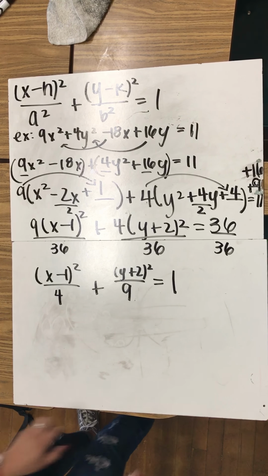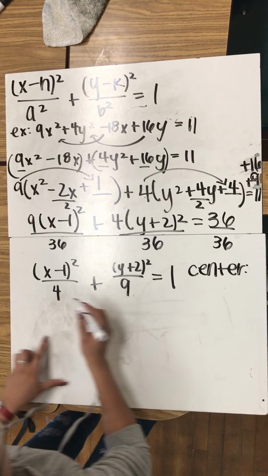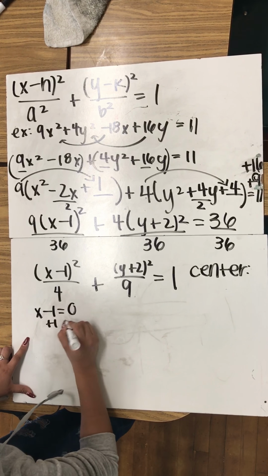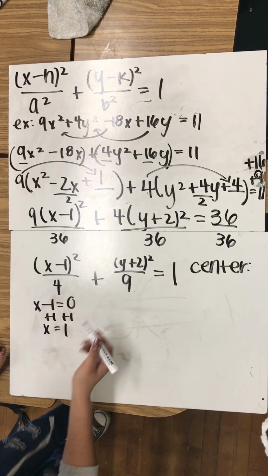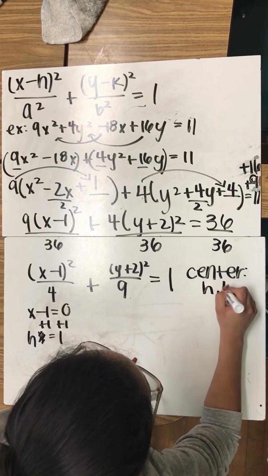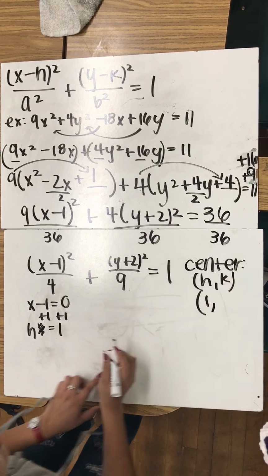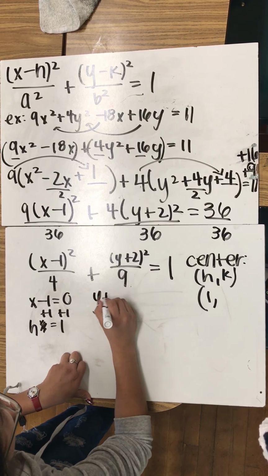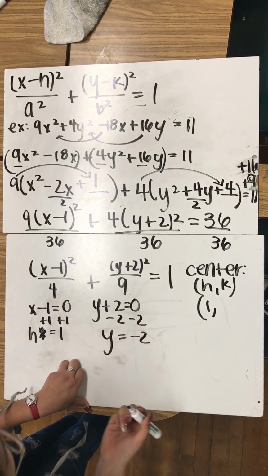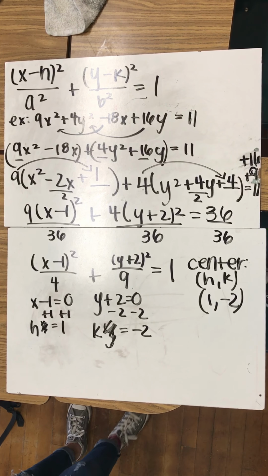So from there we can figure out the center. If you set x minus 1 equal to 0, add 1, x equals 1. But in this case, it's going to be considered h. So h equals 1. And the center is h comma k. So since h equals 1, it's going to be 1 comma whatever k is. So in this case, we're going to set y plus 2 equals 0. Subtract the 2, and then y equals negative 2. But we're also going to change that to a k. So k equals negative 2. And now we have the center of our ellipse.